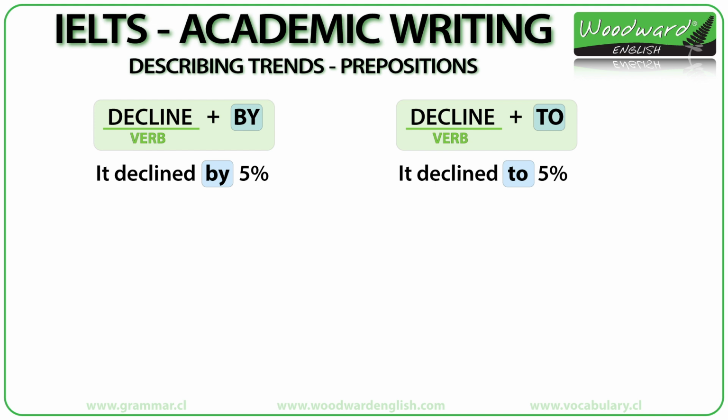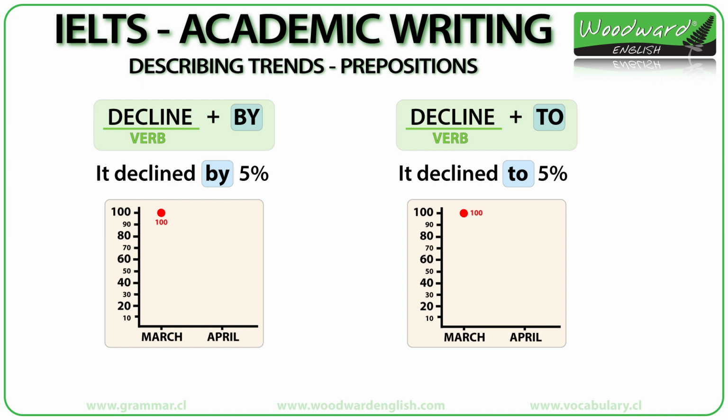Let's look at the following sentences. It declined by 5%. It declined to 5%. We have a different preposition in each sentence, and they both change the meaning of it significantly. Let's see how. What is the difference between these two prepositions if the starting point is 100%? It declined by 5% means it only drops a small amount from 100% to 95%.